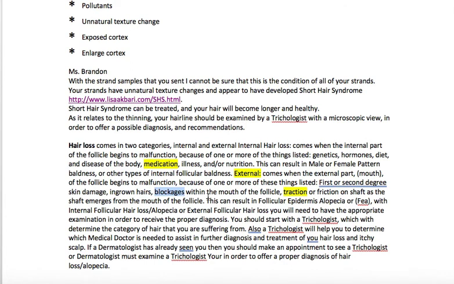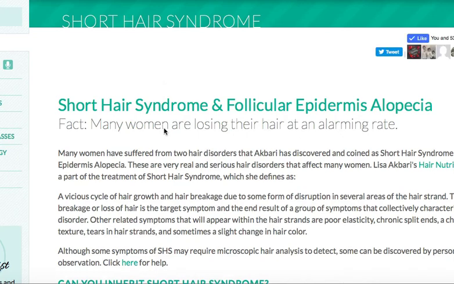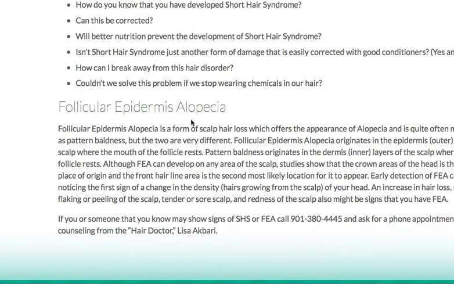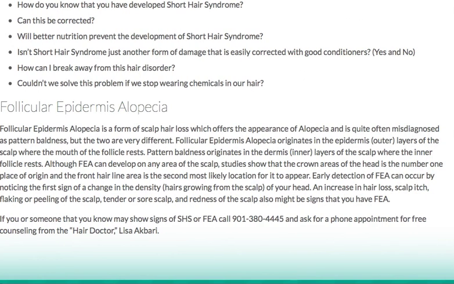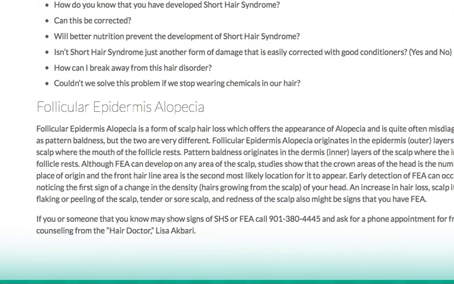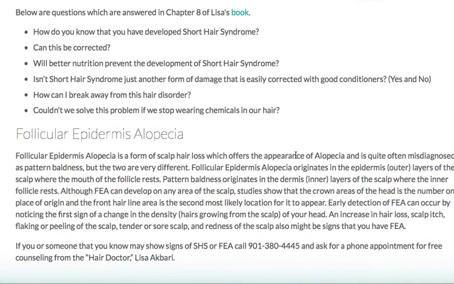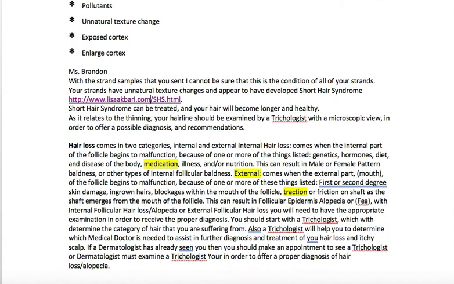I sent you that link on short hair syndrome, and short hair syndrome is going to be part of the information, but we're also going to learn more about follicular epidermis alopecia and whether or not FEA is the type of alopecia that you may be suffering from. So we want to look at that as well. So I'm going to go back to this image, and then I'm going to show you some of your strands because I'm going to make some recommendations for you. So let's go to your strands and take a look at those.